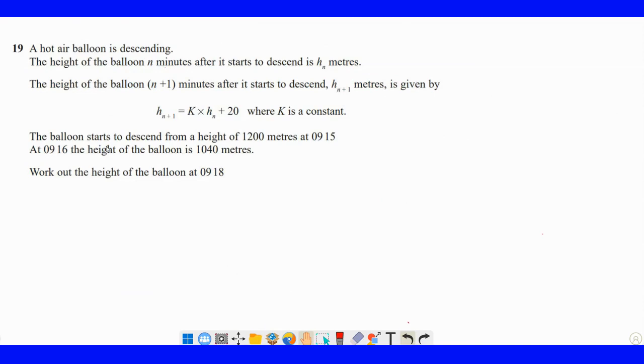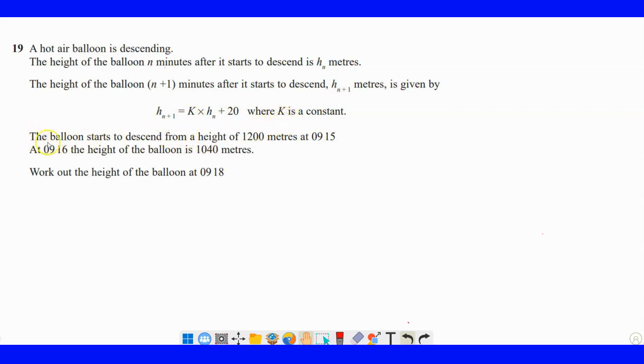A hot air balloon is descending. That means it is losing height. The height of the balloon n minutes after it starts descending is h_n meters. The height of the balloon n plus 1 minutes after it starts to descend is h_(n+1) meters, given by this formula here.